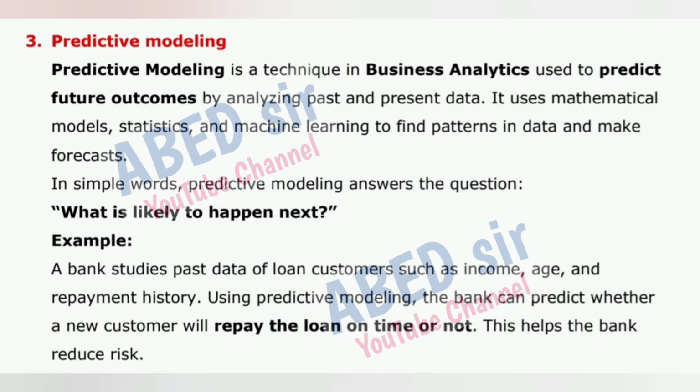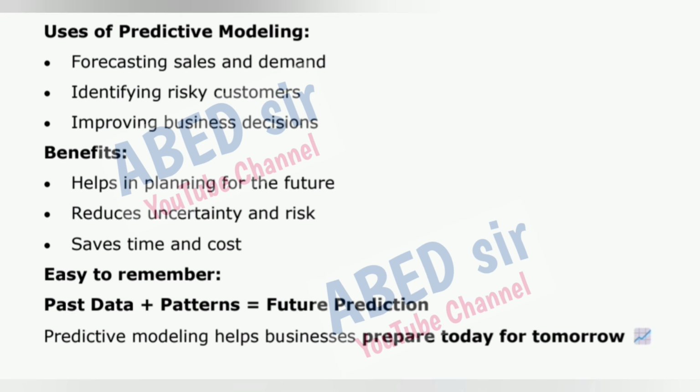Example: a bank studies past data of loan customers such as income, age, and repayment history. Using predictive modeling, the bank can predict whether a new customer will repay the loan on time or not. This helps the bank reduce risk. Uses of predictive modeling: forecasting sales and demand, identifying risky customers, improving business decisions.